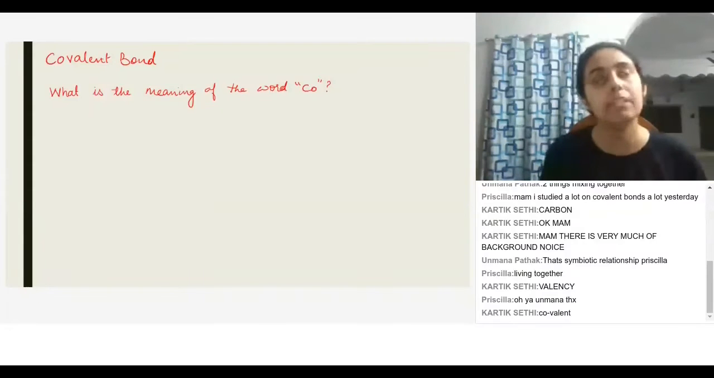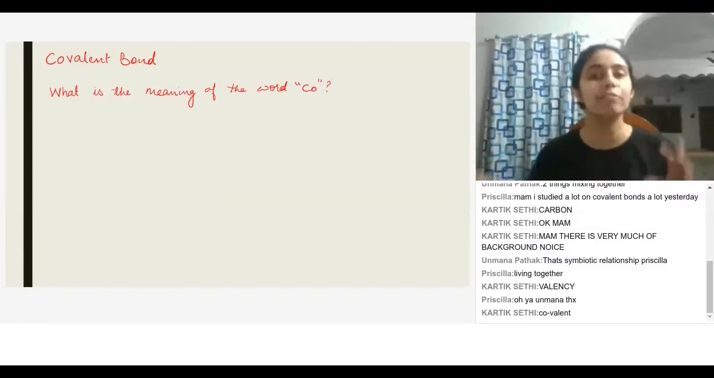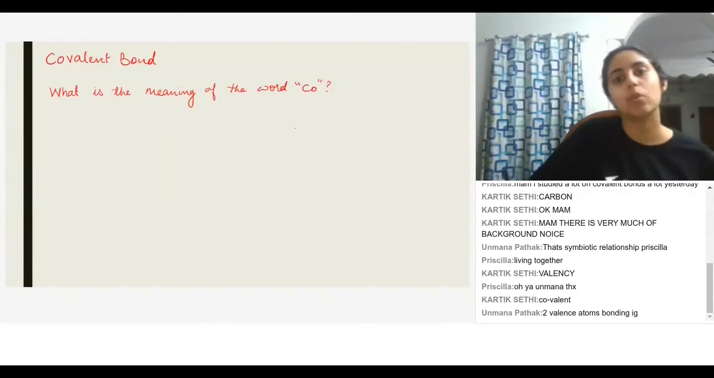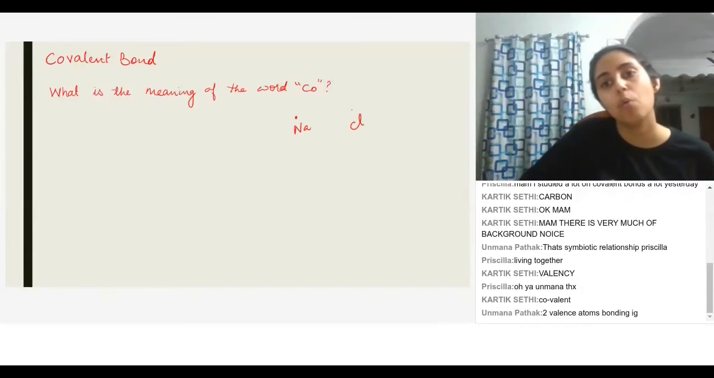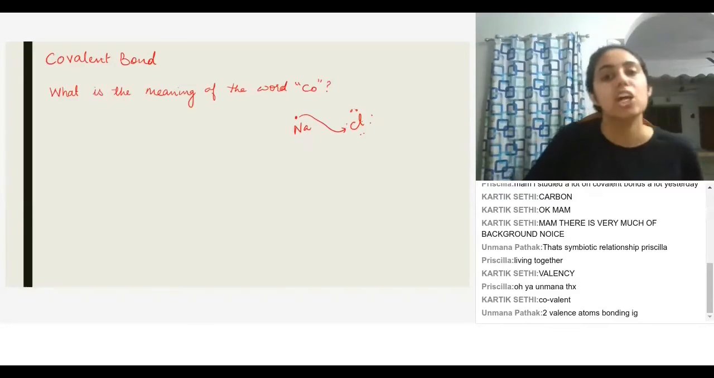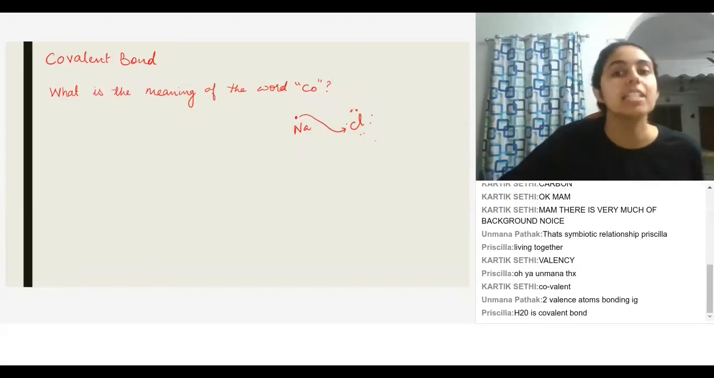Ionic bond, remember, is a transfer of electron from one atom to another atom, right? So, for example, in NaCl, we notice that this electron from Na was transferred to Cl. So this electron from Na was transferred to chlorine. This complete transfer of electron is called an ionic bond.